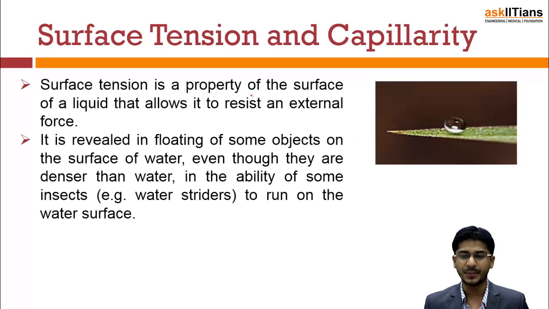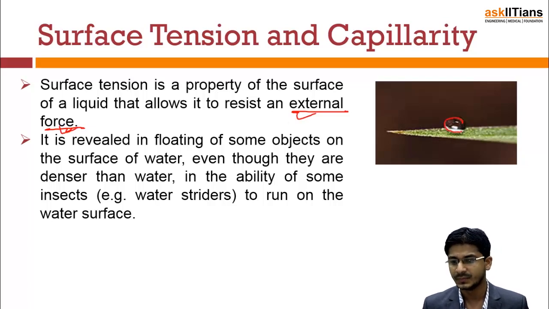Surface tension is the property of the surface of a liquid that allows it to resist an external force. Since the whole surface of the liquid is in a state of tension, it tends to resist an external force that is being applied on it. Now if you see here, this is the liquid. This whole surface is in a state of tension. This is like a spherical drop, in a state of tension. It resists any force from outside, and so it remains like a drop.